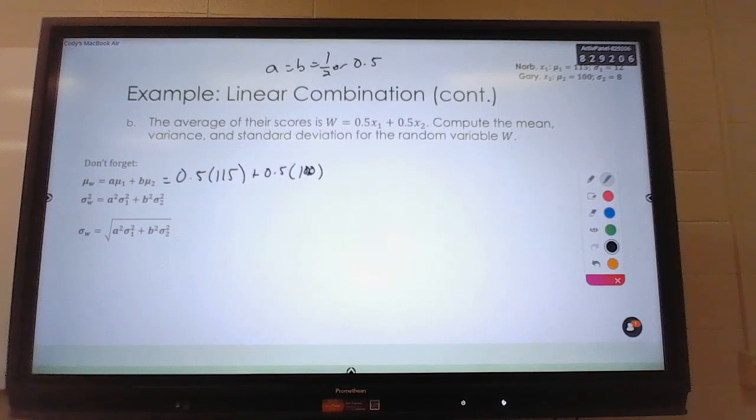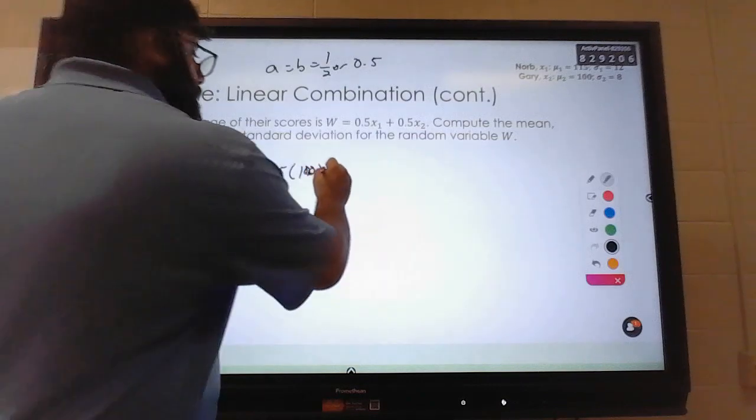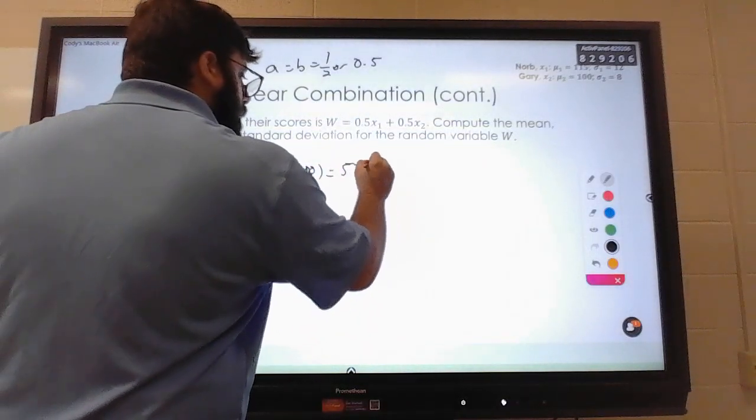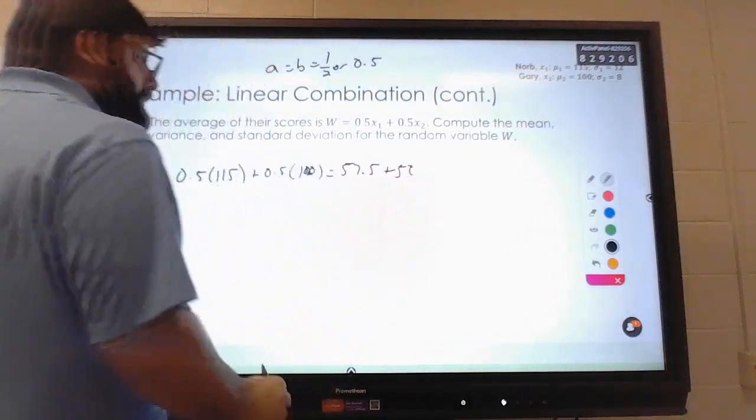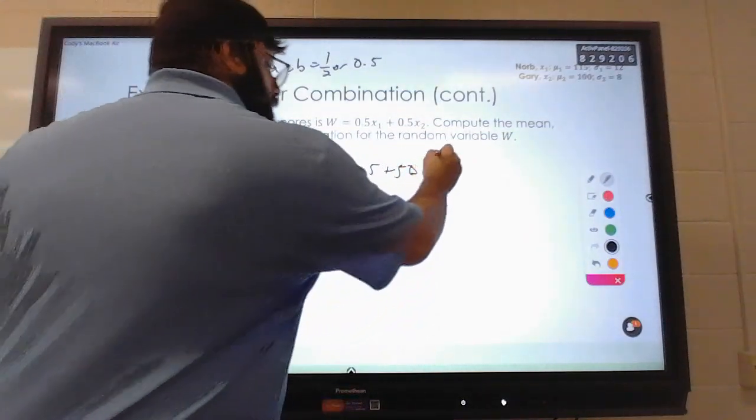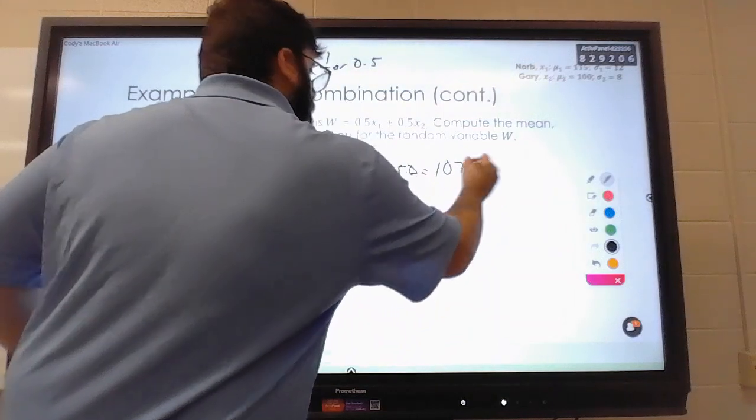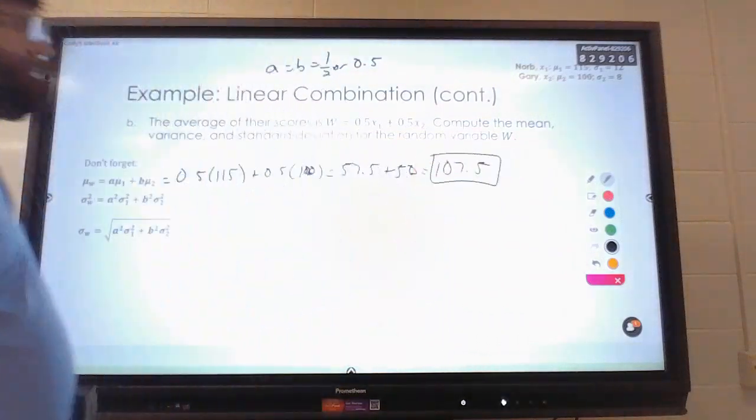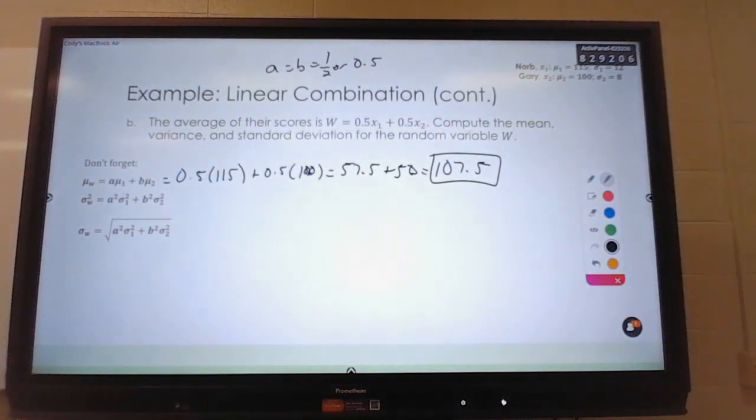All right, and here we go. That's 57.5 plus 50. That equals about 107.5. There's the average expected value. That's the expected value of their average.